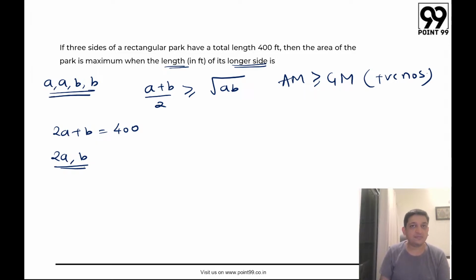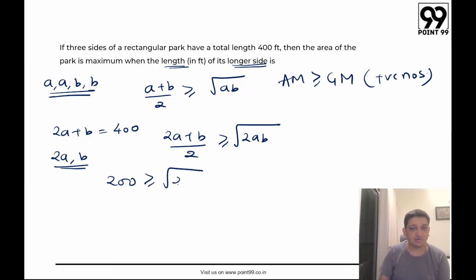Let's say we have two terms, 2a and b, and both of them are positive. We can say that the average of these two terms will be greater than or equal to the square root of the product of these two terms. So (2a plus b) by 2 will be greater than or equal to root of 2ab. Now let's simplify this. 2a plus b is 400, so 400 by 2 will be 200. 200 is greater than or equal to root of 2ab. Let's remove the square root from both sides. I'll get 2ab less than or equal to 200 squared.